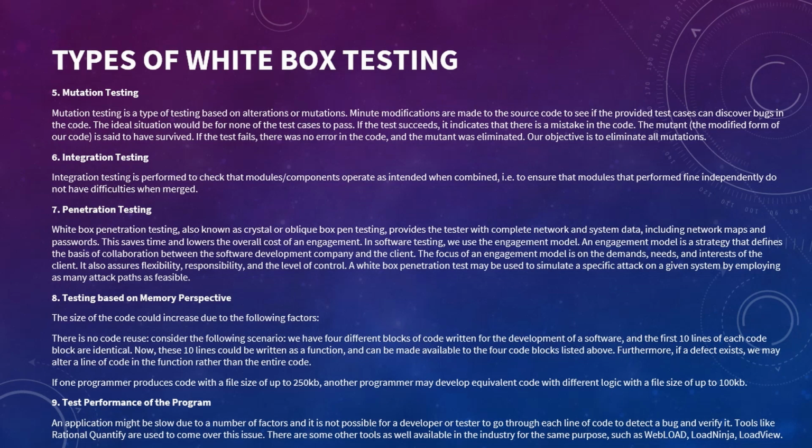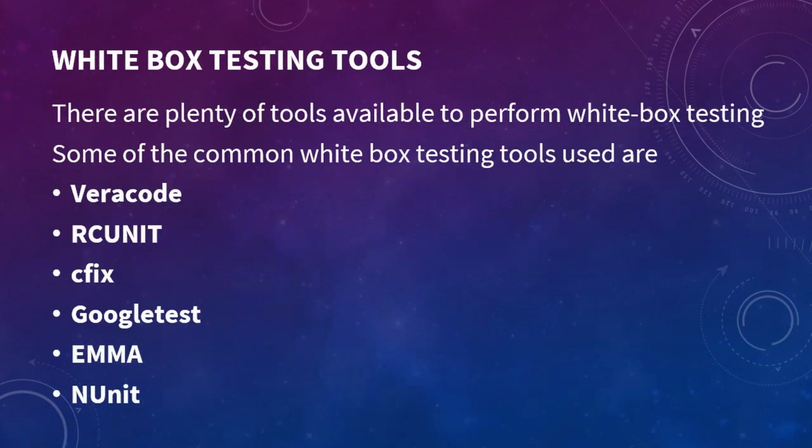Then 9, we have testing the performance of the program. An application might be slow due to a number of factors, and it is not possible for a developer or tester to go through each line of code, detect a bug and verify it. Tools like Rational Quantify are used to overcome this issue. There are some other tools available in the industry for the same purpose, such as WebLoad, LoadNinja, LoadView.